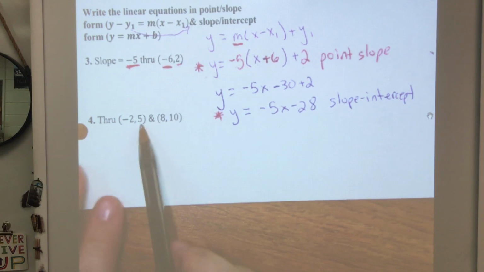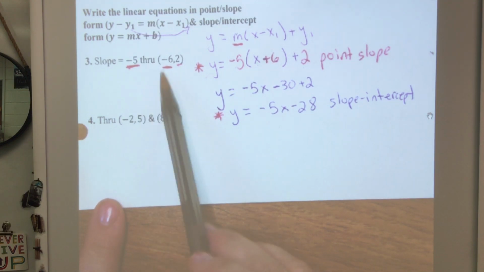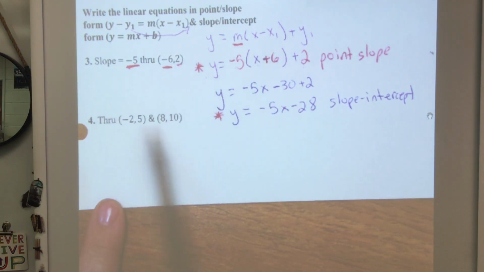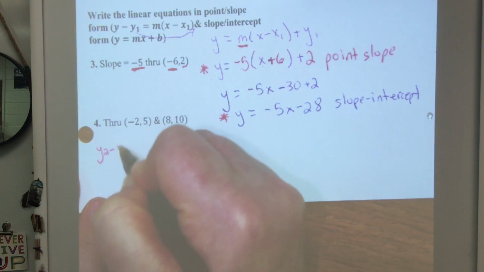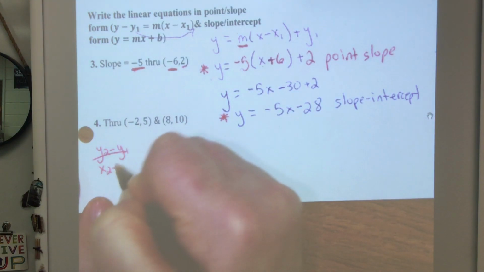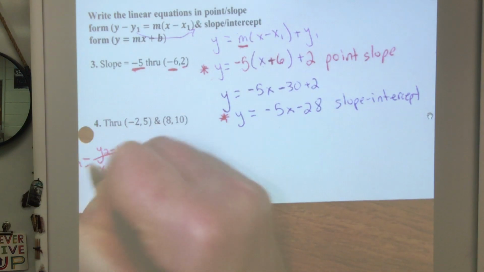Number 4, I noticed they do not give me my slope. So I need to find the slope and then do the exact same steps that I did for number 3. And I'm not going to go into as deep of detail for this one. But remember, we have y2 minus y1 over x2 minus x1, and that is slope.